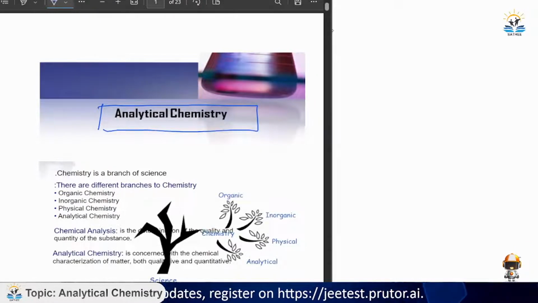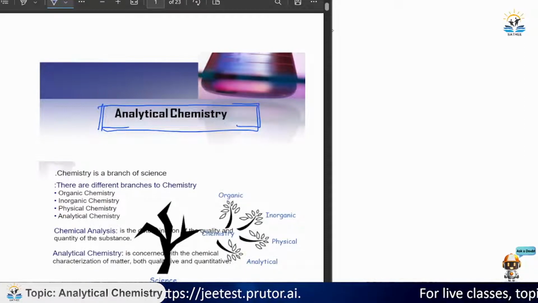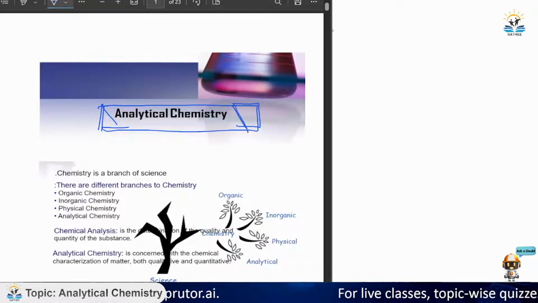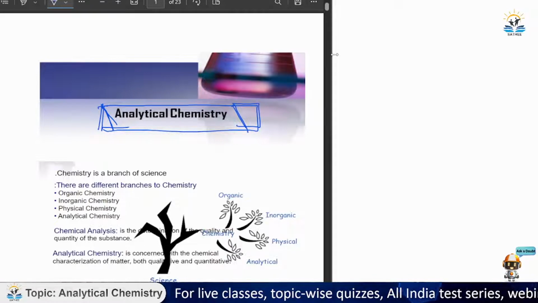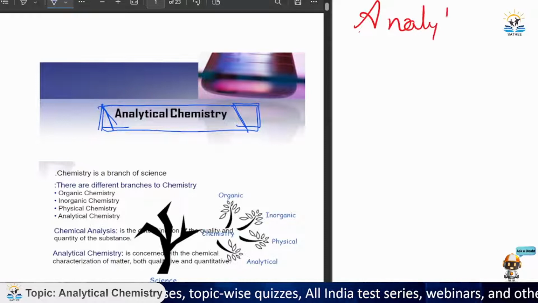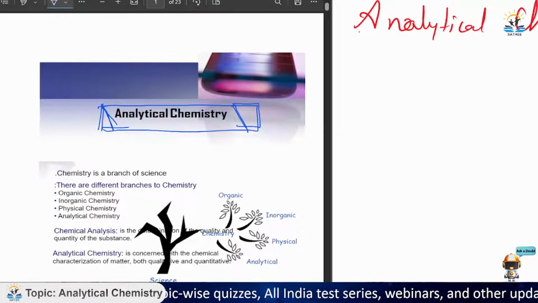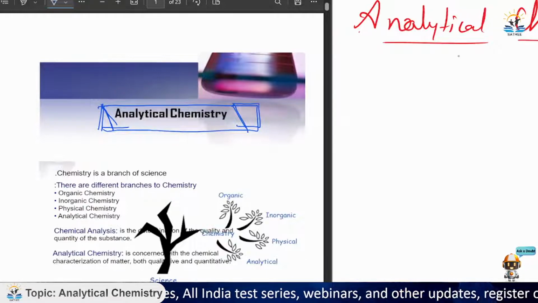Okay, some of the students have heard about this term, and if not, we will do a quick theory part. And after that, as you know, in this lecture half the time we study the theory part, and half the time we do the numericals which were asked in previous years for JEE-Mains. Okay, so let me write down the heading first. Analytical chemistry. Okay, so what does the term analytical chemistry mean?